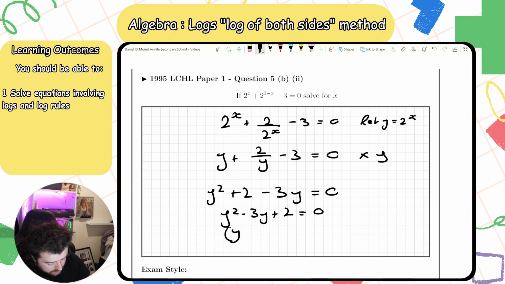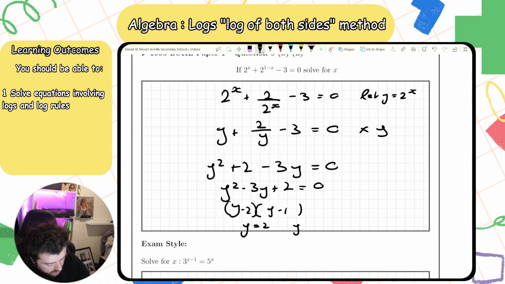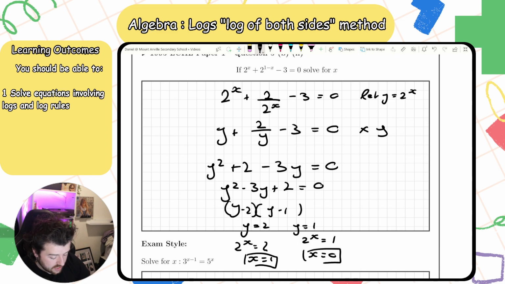Two numbers that multiply to get 2 but add to get minus 3: minus 2, minus 1. So y is equal to 2, y is equal to 1. I let y equal 2 to the x, so 2 to the x equals 2, x is equal to 1. 2 to the x is equal to 1, so x is going to equal 0. So we actually need to take the log of both sides there. That was a nice, easy question.